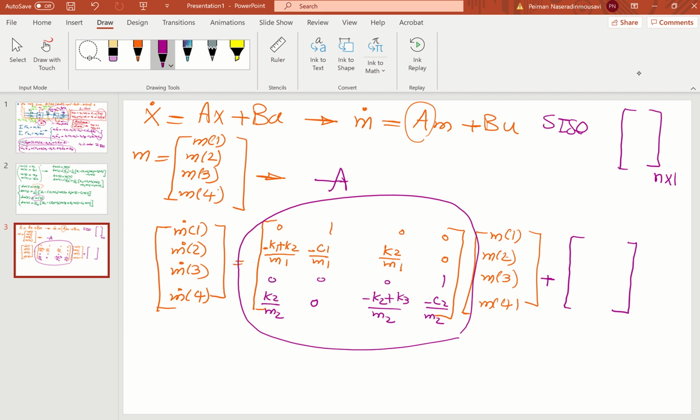You have n by number of the inputs. Number of the inputs, if I say m, here is 2. And the order of the system is 4. So it is 4 by 2. That's right. And this is gonna be U of t.